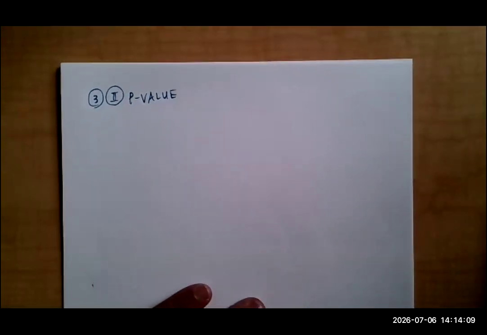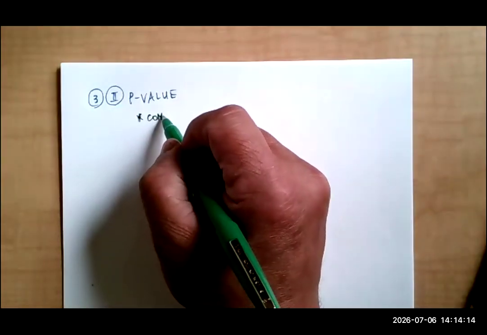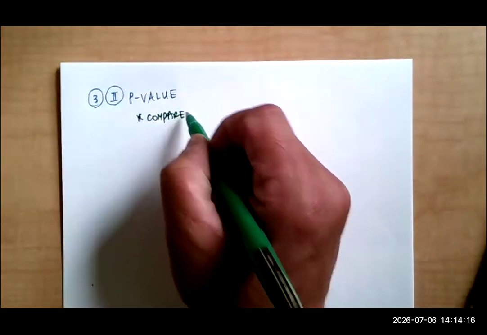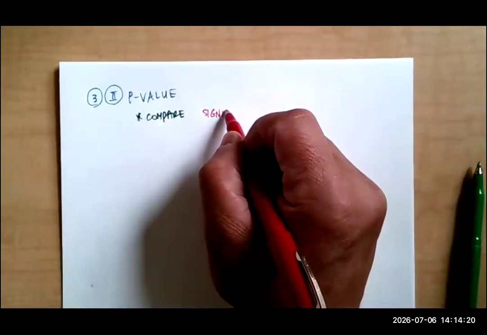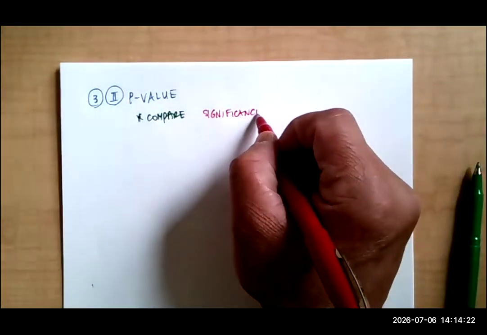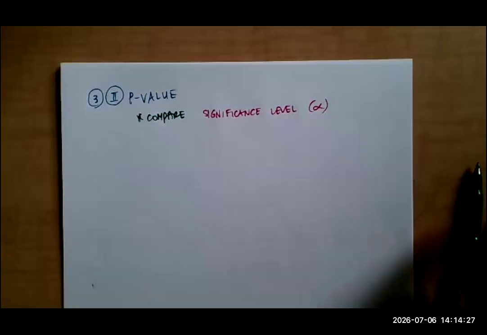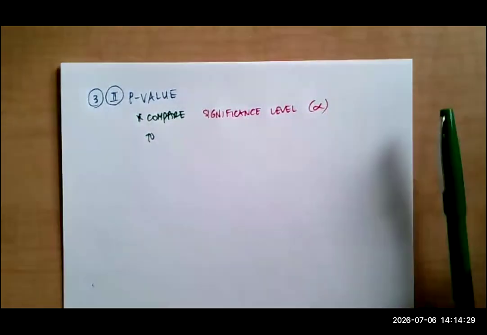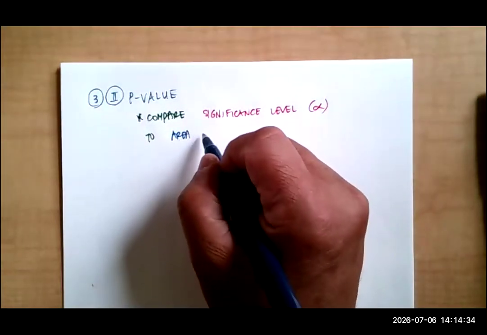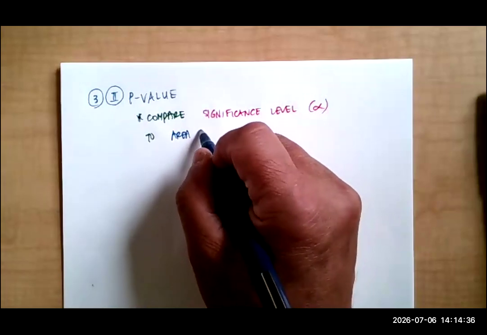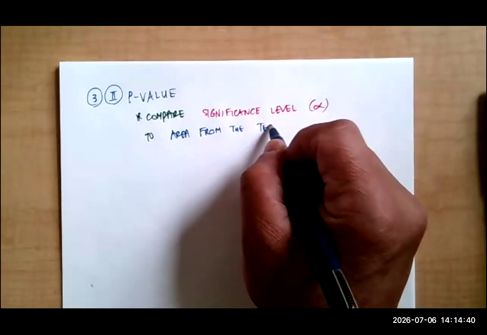with our p-value method, the key statement here is that we're going to compare your significance level, that alpha, to our area from the test statistic.